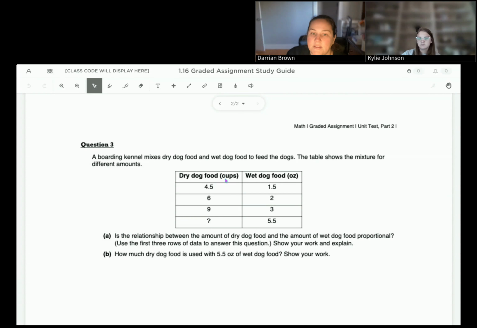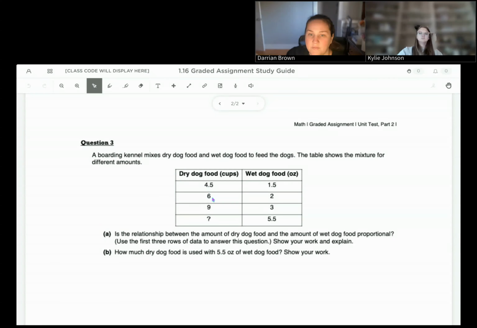Okay, so in this column, it has the amount of cups of dry dog food. So 4.5 cups, 6 cups, 9 cups, and then we'll have to figure this one out. On this side, it has the ounces of wet dog food. So 1.5 ounces, 2 ounces, 3 ounces, 5.5 ounces. So the first question that they ask you, part A right here, is this table proportional?